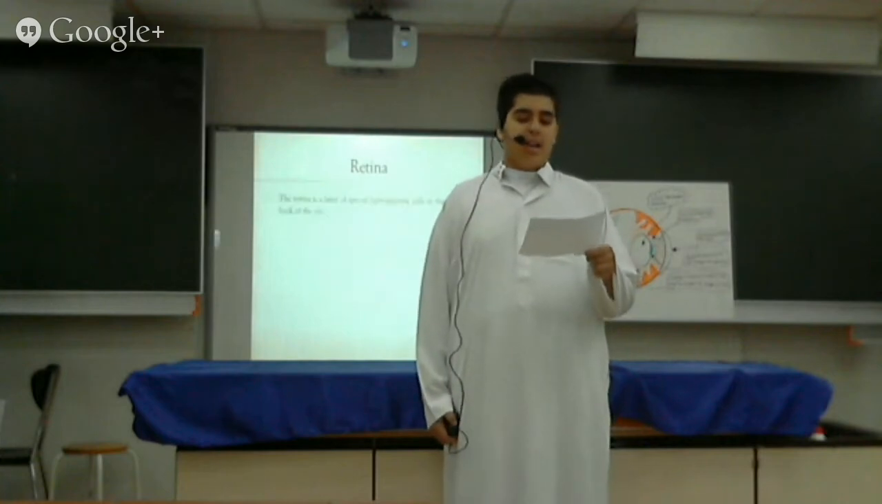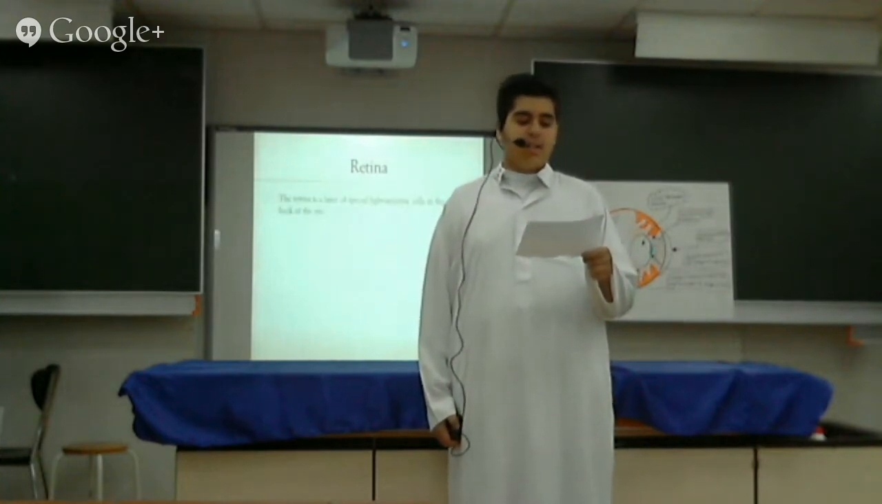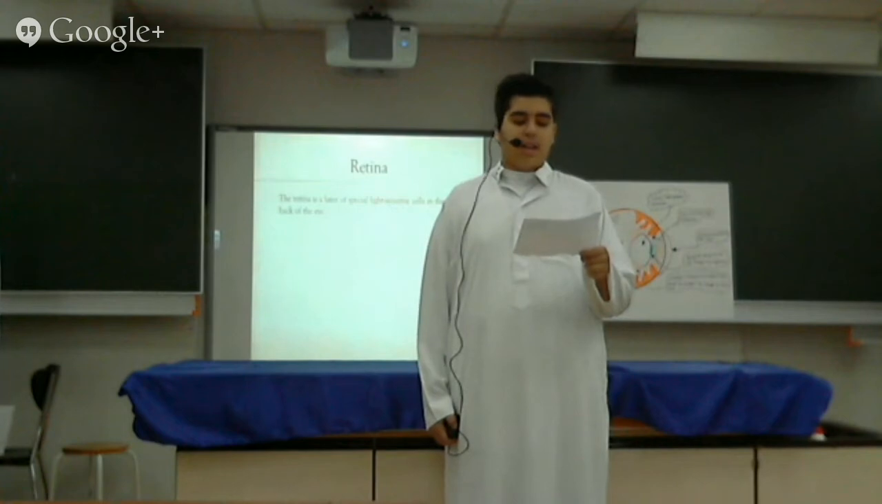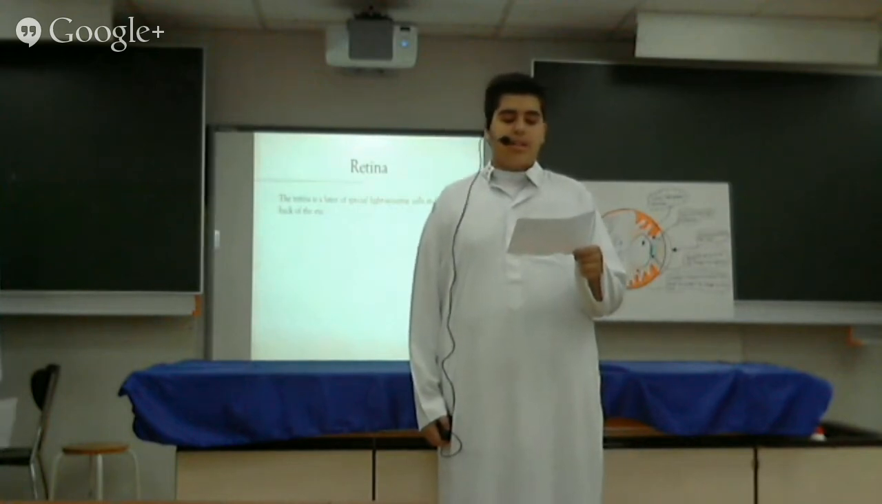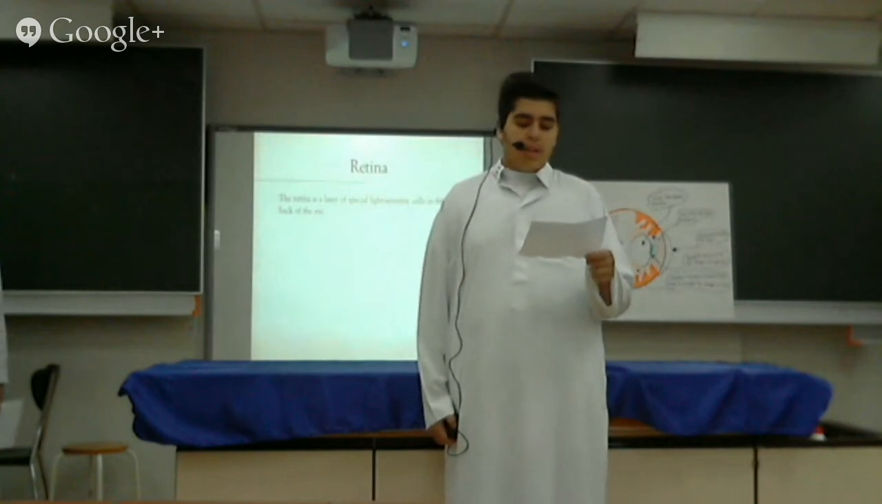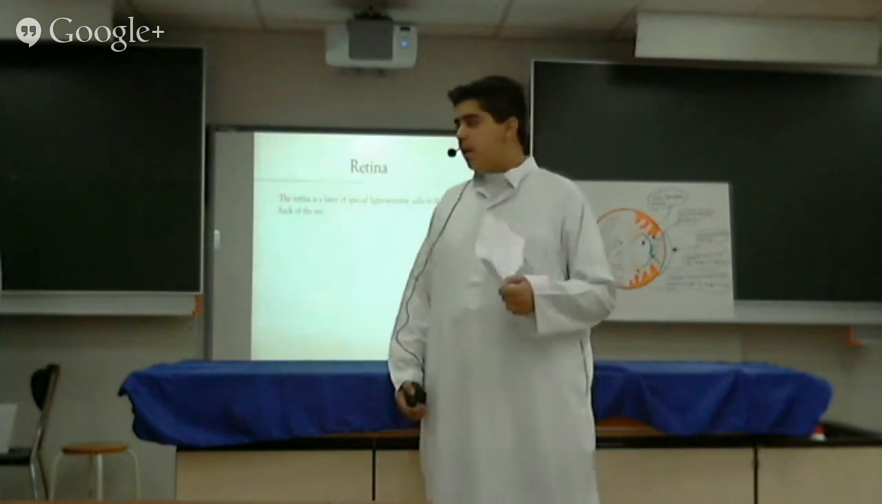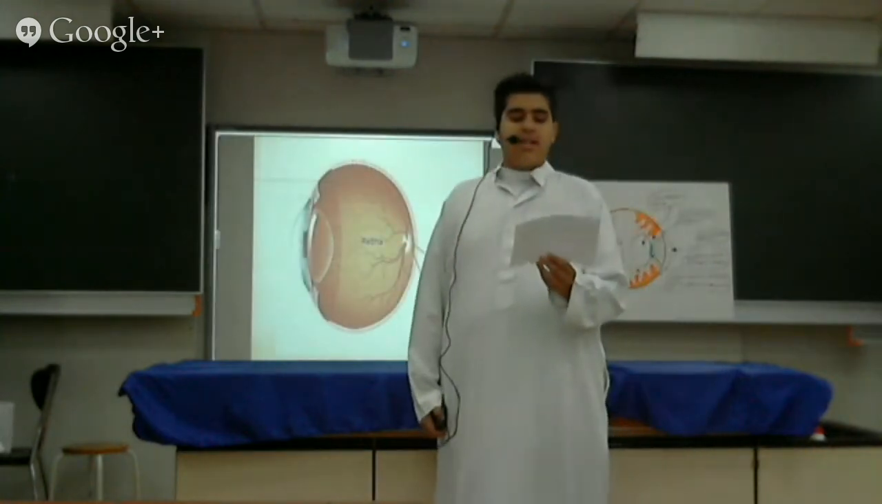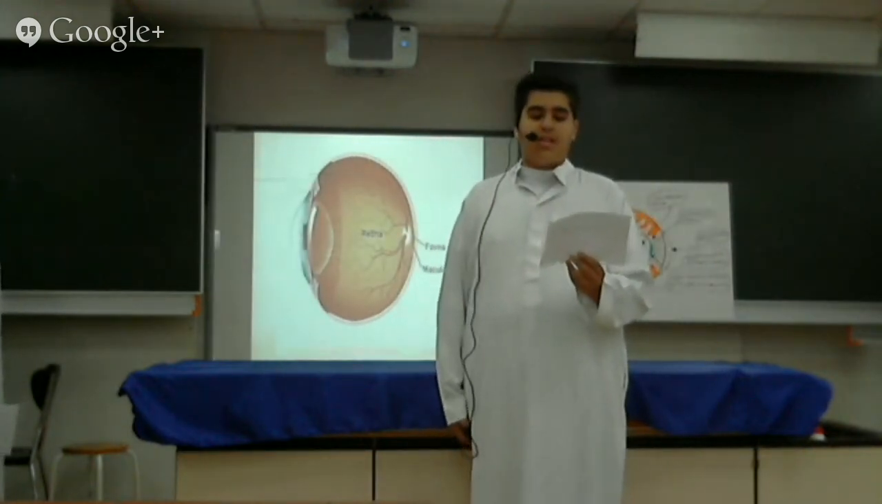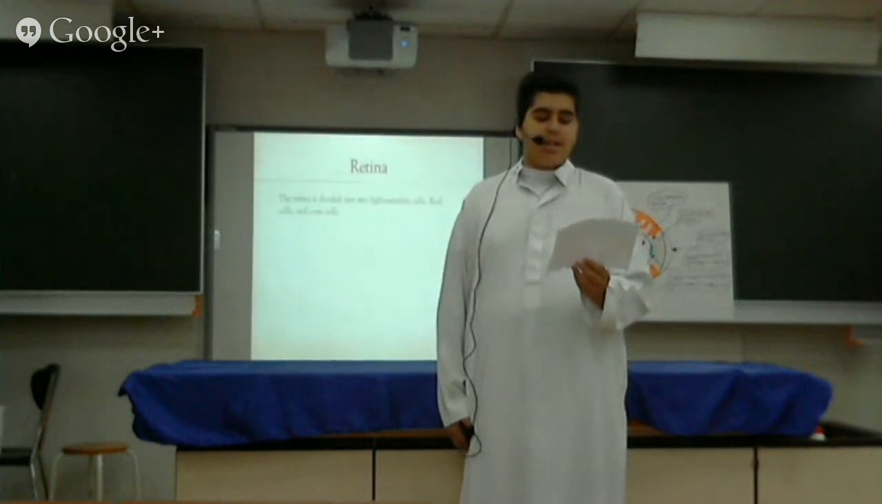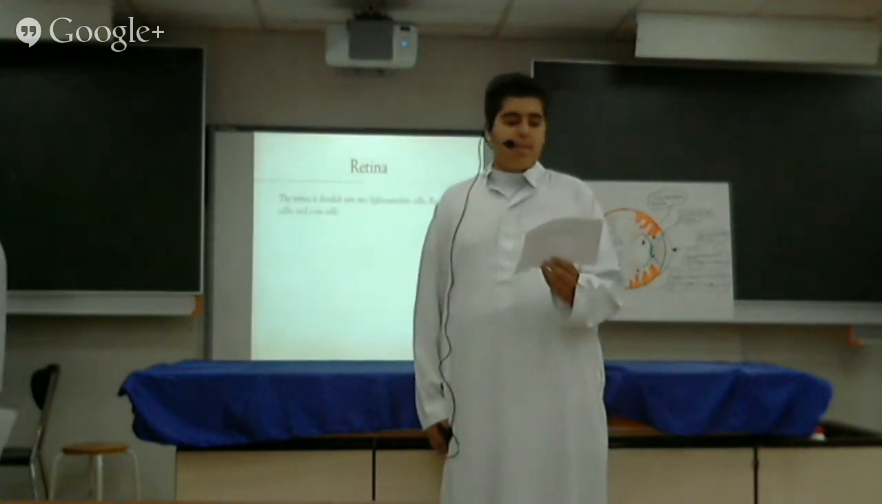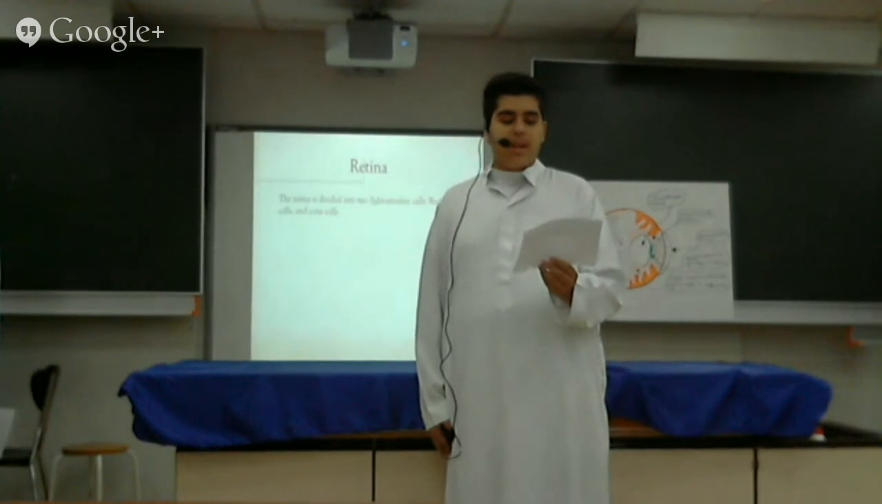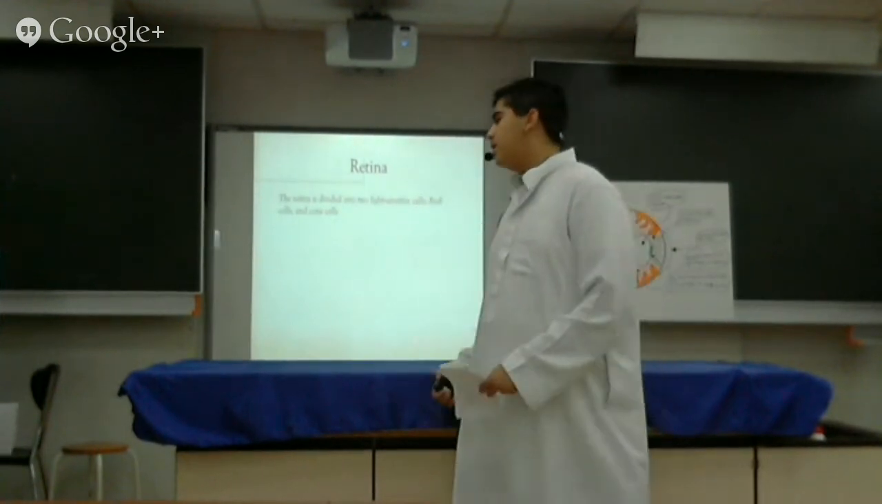The retina is a layer of special light sensitive cells in the back of the eye. After light travels through the lens, an image forms on your retina. Their chemical reactions produce nerve signals that the optic nerve sends to your brain. And here is the picture of the retina. The retina is divided into two light sensitive cells, rod cells and cone cells. For more information about these light sensitive cells, please pay attention to my friend Rakan Abdul Qadir.